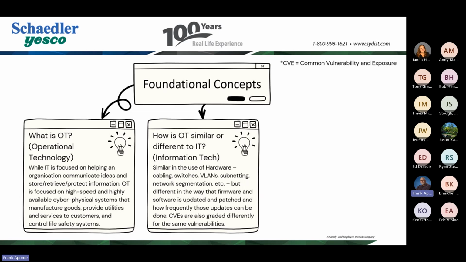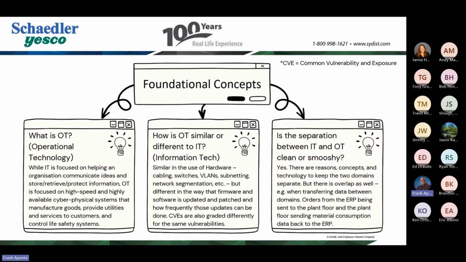So this kind of leads to the last question: is the separation between IT and OT clean or smushy? And the answer, unfortunately, is yes. There are reasons, concepts, and technology, like we just reviewed, to keep the two domains separate, right? You want to have your enterprise with its priorities on security separate from the OT and its different yet similar priorities. But sometimes you're going to have to transfer data between those two domains. And the example I have here is from an ERP.